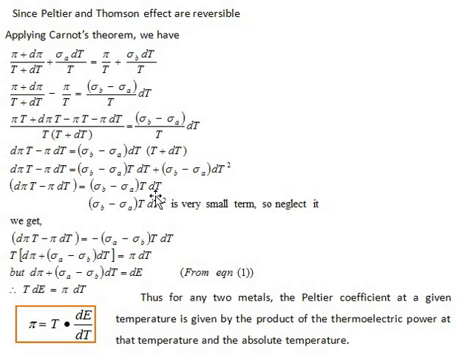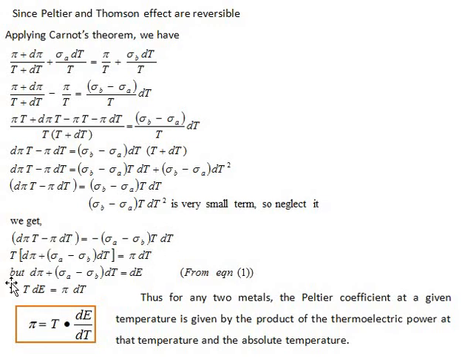Okay. Now, so we get d pi t minus pi dt is equal to minus of (sigma A minus sigma B) into T into dt. So dear students, here it is sigma B minus sigma A, so we just rearrange it as sigma A minus sigma B. For that we take the minus sign outside here. So it is T into dt.